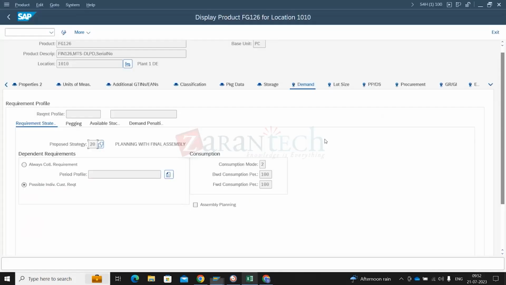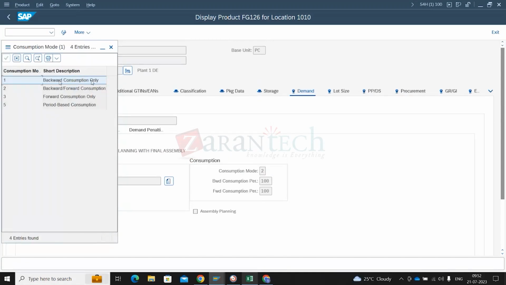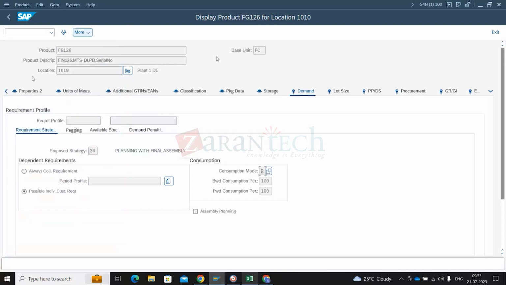And that is what we govern here. So what we do for forecast consumption is we first specify the mode of consumption, which is backward only, backward forward, forward only, or period based consumption. Here, period based means you can specify a specific time period like only 3 weeks, 4 weeks, and so on. So it depends, right? That's a custom thing. But for now, focus on either backward or forward or backward forward. So I am choosing 2, which is backward forward. I cannot change the settings within PPDS. Again, this is coming from S4, MRP 1234, one of those tabs.